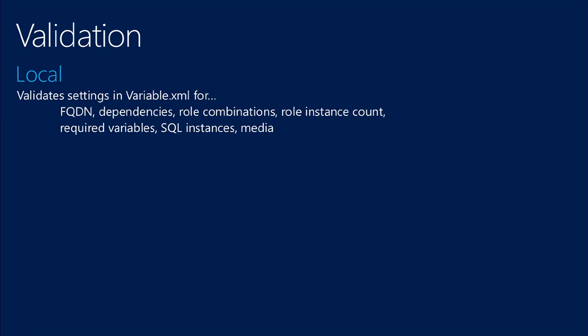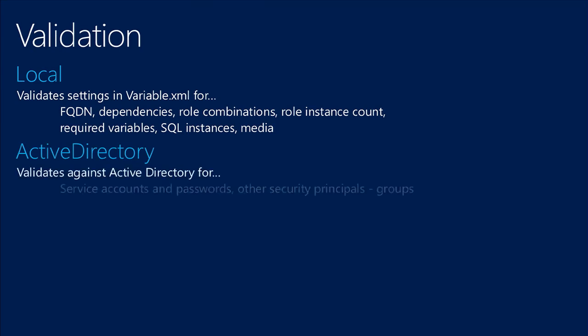It makes sure that all of your required variables are specified, and that you've got SQL instances specified for each database role, and then that you have all the media you need to complete that deployment. Then it starts checking other remote things. First one it does is Active Directory. It makes sure that all the service accounts and passwords you've specified are correct. If there's other security principals that could be either a group or a user, it makes sure that that exists. It doesn't need to check passwords on that, it just makes sure it exists.